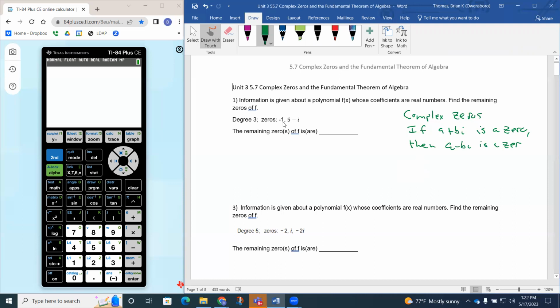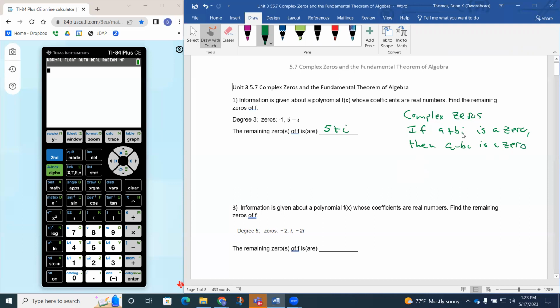So notice how we have -1. Notice how there's a 5 minus i. That means there's also got to be its conjugate, which is going to be 5 plus i. So the missing zero would be 5 plus i. So -1, 5 minus i, and then 5 plus i would be the third zero.